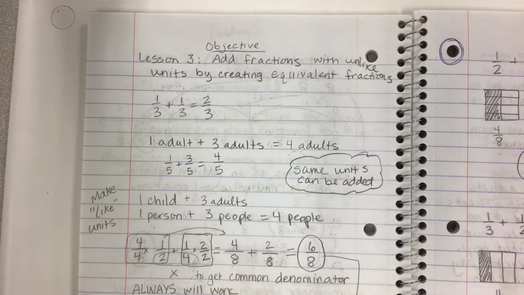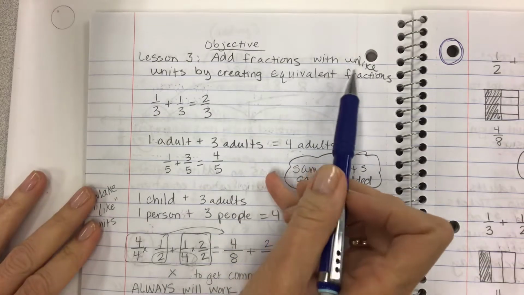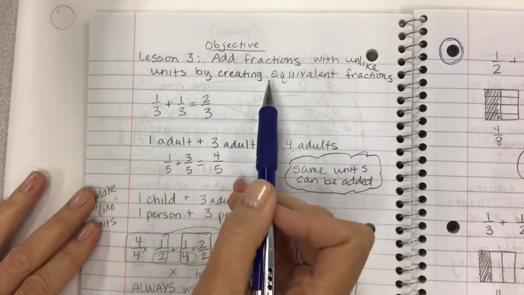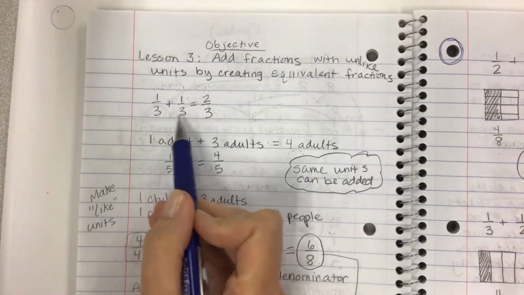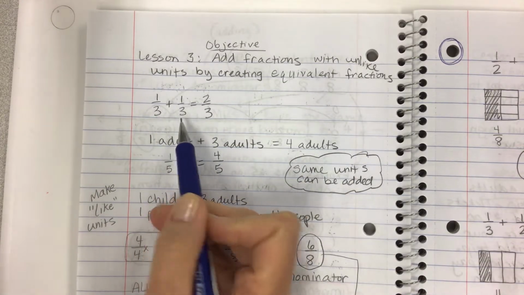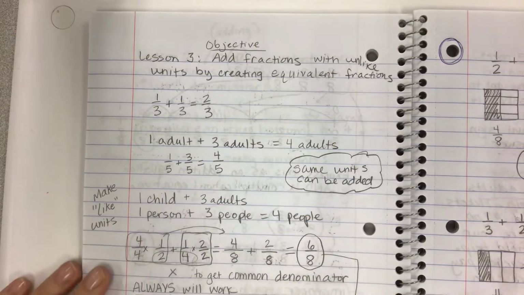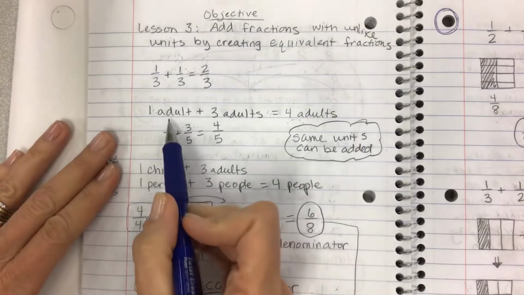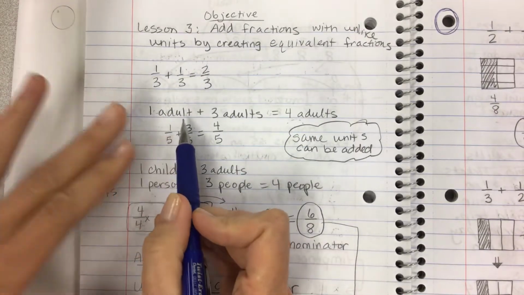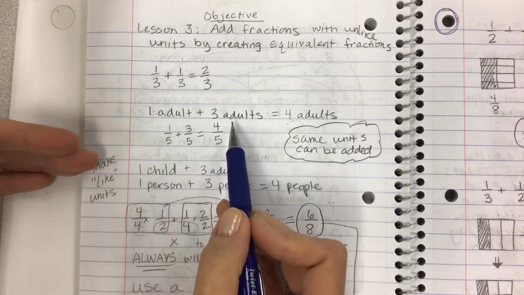We're jumping into lesson 3 today. So, module 3, lesson 3, and the objective is to add fractions with unlike units by creating equivalent fractions. If they don't give you something that has a common denominator, we're going to make our problem have common denominators. The idea behind this is that if you have something that is labeled similarly.